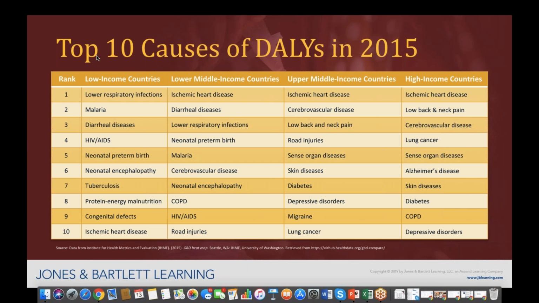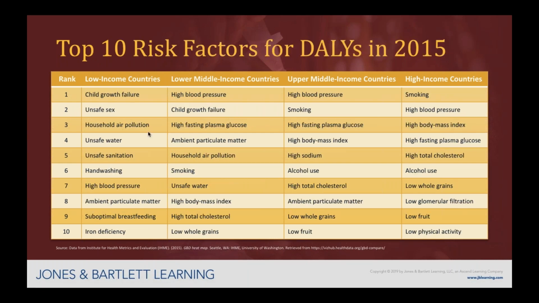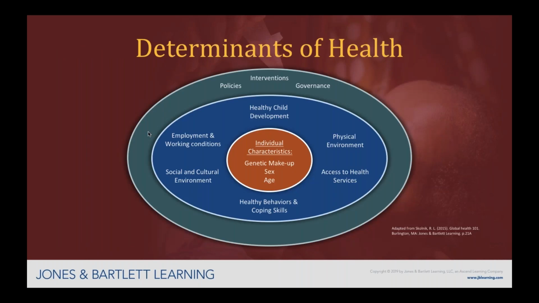So here what you see is a slide that talks about what it is that people get sick, disabled, and die from. The top 10 causes of DALYs in 2015 in low, lower middle, upper middle, and high income countries, as taken from the Global Burden of Disease studies done by the Institute of Health Metrics and Evaluation. And then in the next slide, we see the top 10 risk factors for these DALYs that we've just seen, again, organized by the income group of the country.